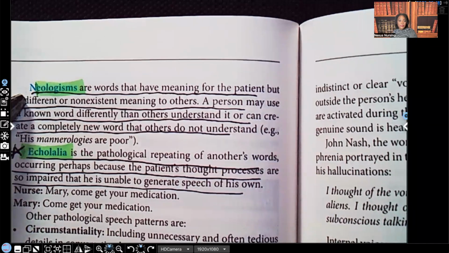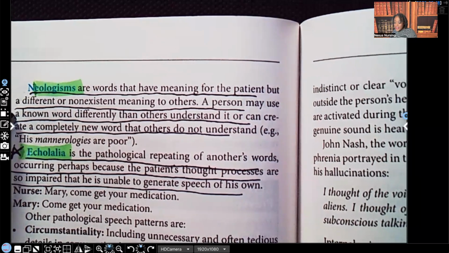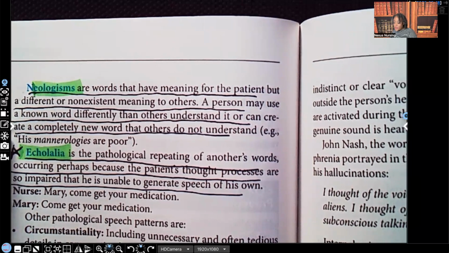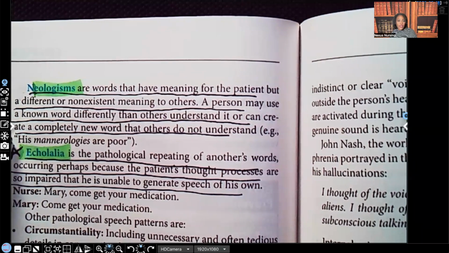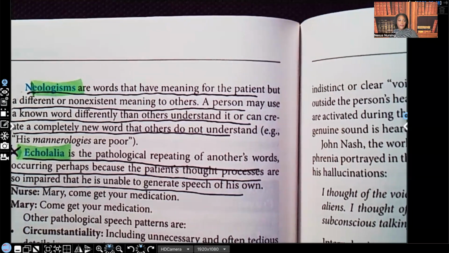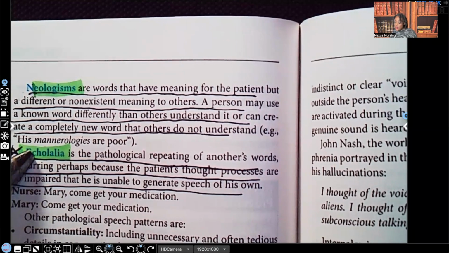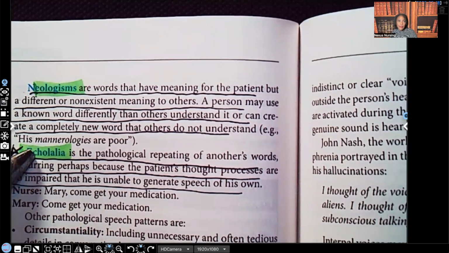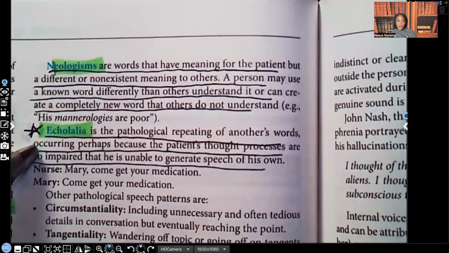Neologisms. These are words that have meaning for the patient, but a different or non-existent meaning for others. A person may use a known word differently than others understand it, or they might create a completely different word that only they understand what that means. Such as the person saying Mannerlugis are poor. What the heck is a Mannerlugi? The person who made up the word knows what the Mannerlugi is, but nobody else knows what that means.